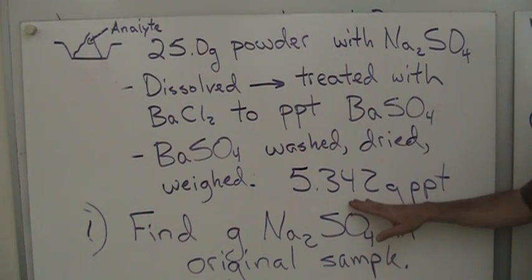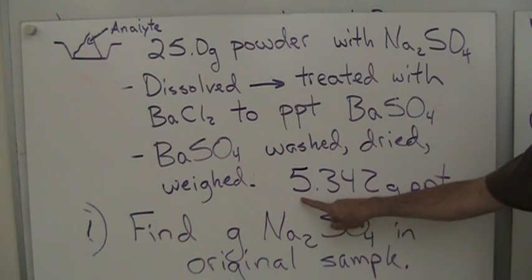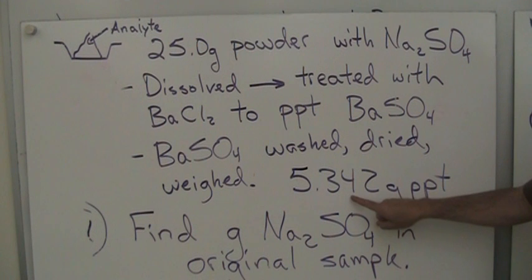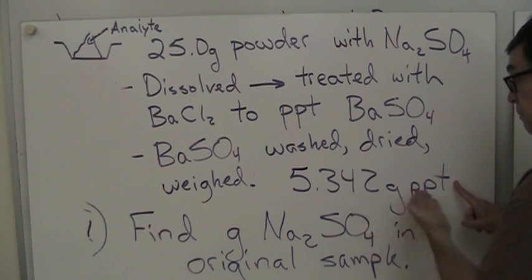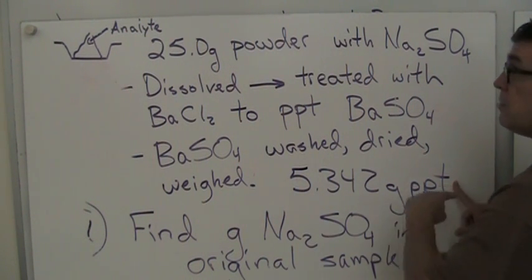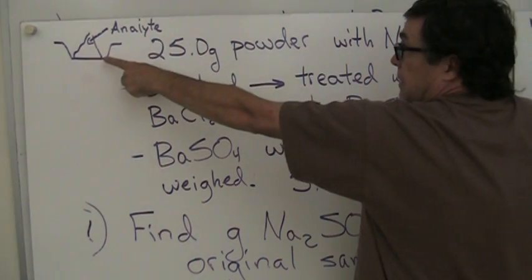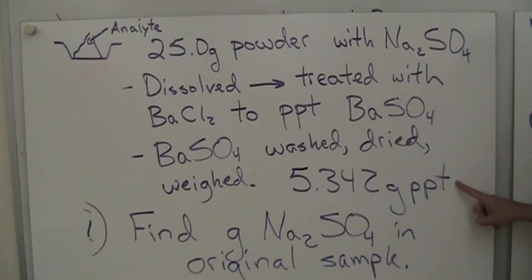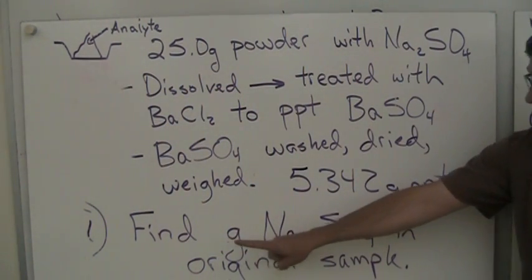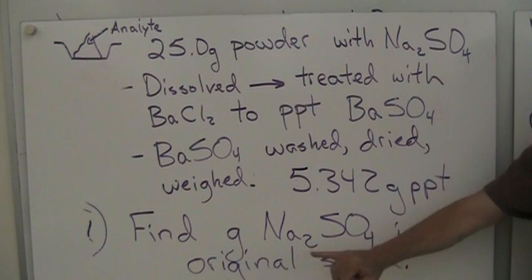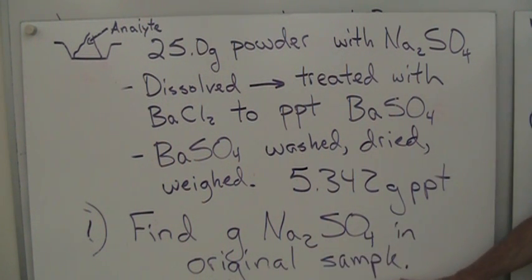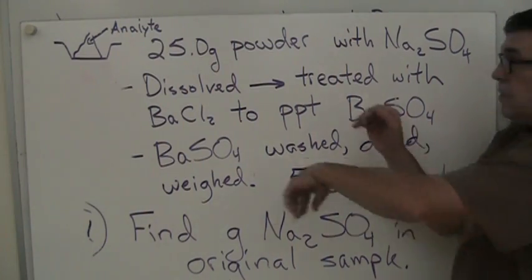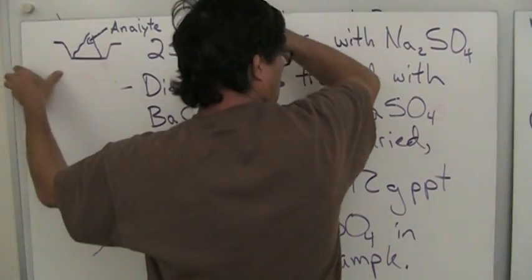Now in this particular problem, the mass comes out to be 5.342 grams of precipitate. Now we're going to take this information that we've just found out about the precipitate, and we're going to answer a question about the analyte. The question here is: find the grams of sodium sulfate in this original sample. So let's take a quick look at that.